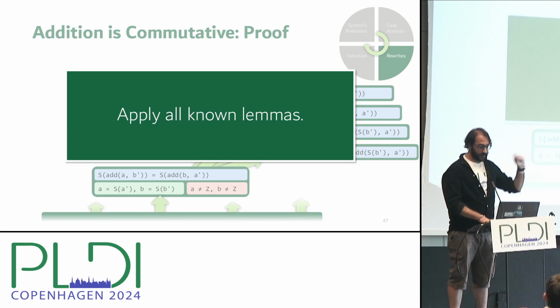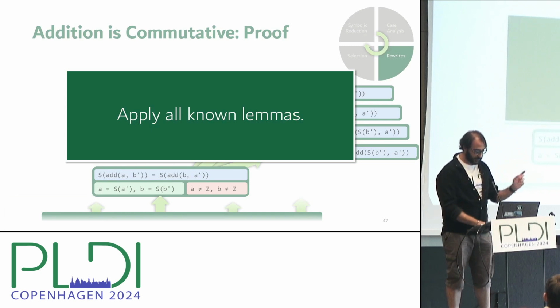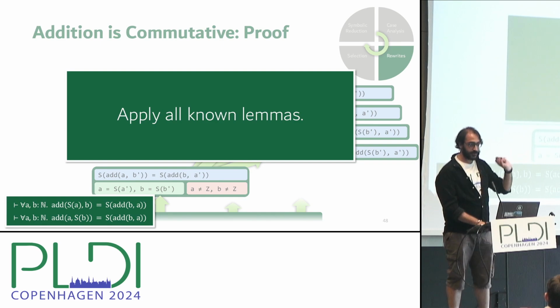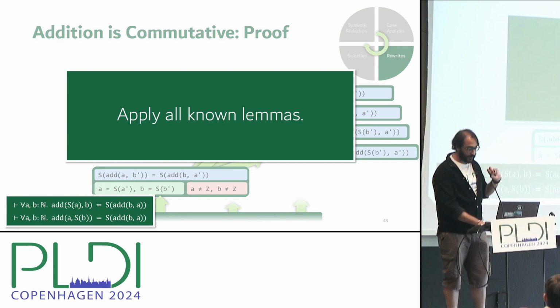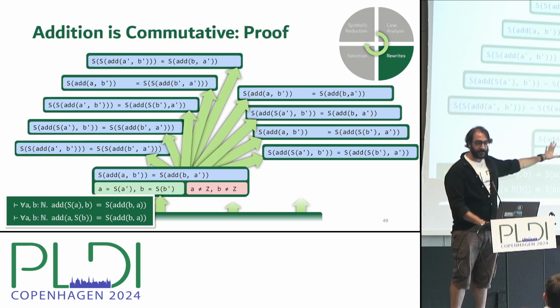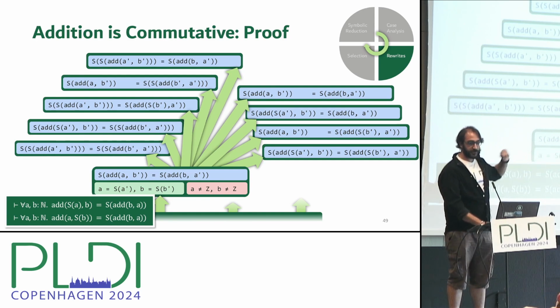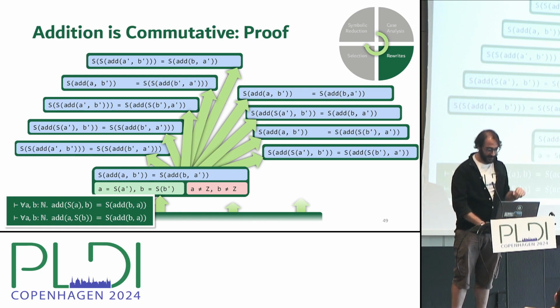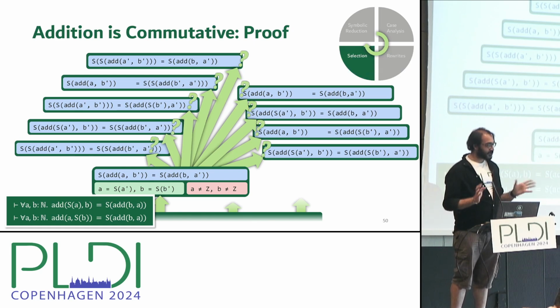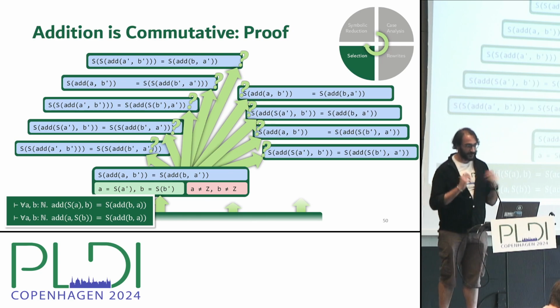We also apply all the known lemmas. I haven't shown you these things, but here they are. So essentially, distributivity of successor and addition. And then we generate these things. Now, this is after only one step of going down the branch. This is way too much, because there are many more steps later. So the question now is, which one do we pick? Which ones look attractive?